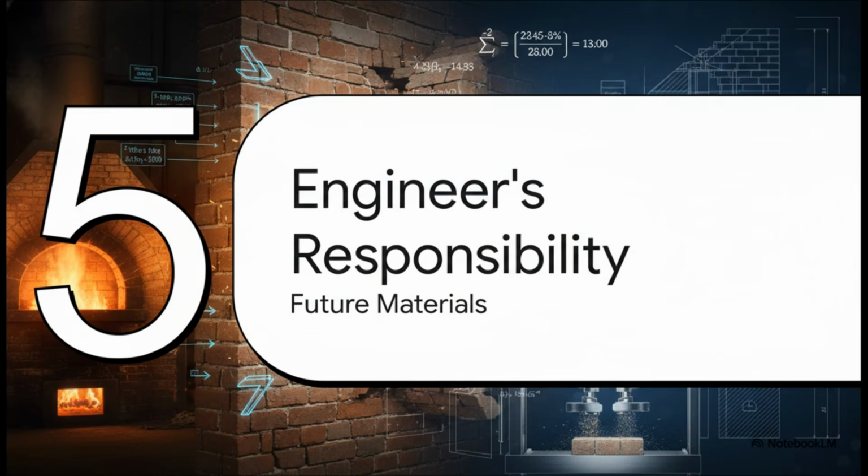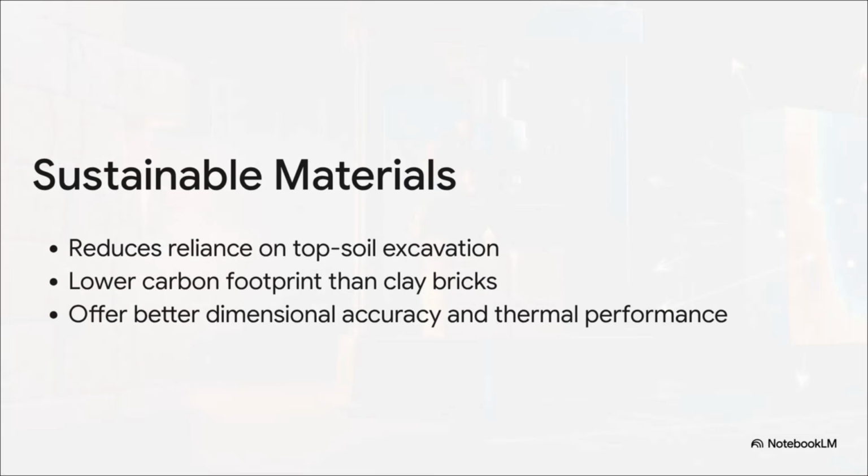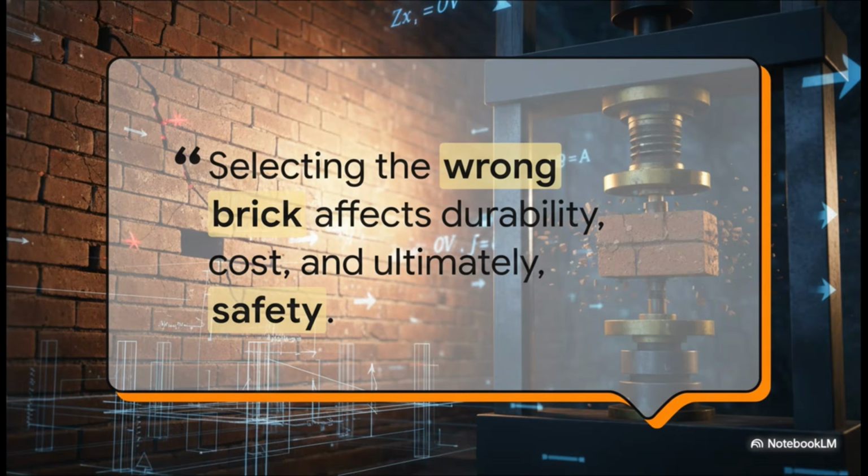So to wrap things up, let's take a quick look at where materials are heading and bring it all back to the core principles of what it means to be an engineer. You know, the industry is constantly evolving. We're seeing a big shift towards sustainable materials like fly ash bricks. These are great because they use an industrial waste product, fly ash, instead of valuable topsoil. They often have a smaller carbon footprint, and they can be manufactured to be more precise and offer better insulation than traditional clay bricks.